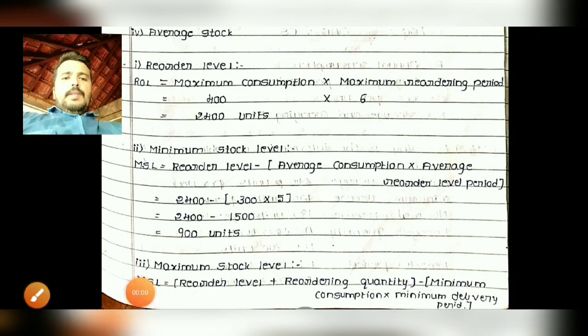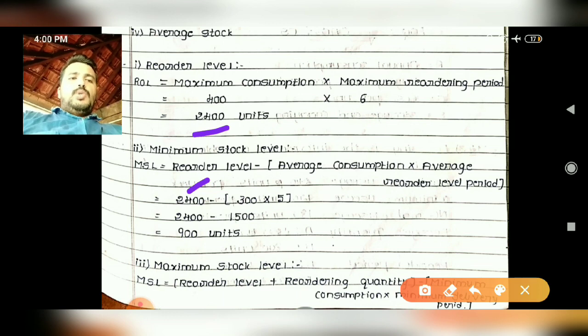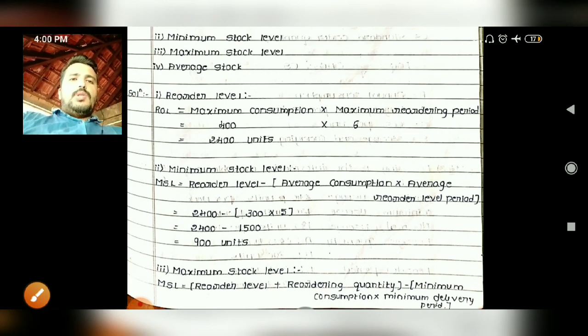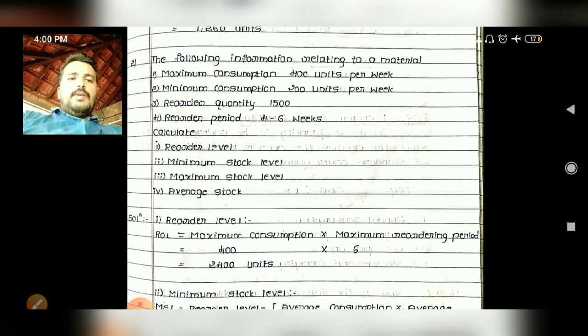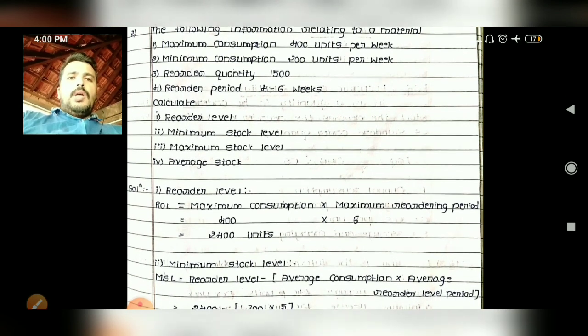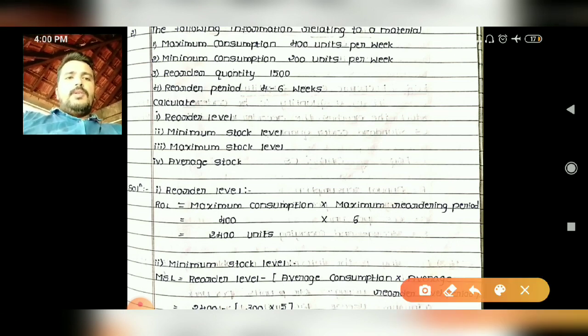Then the minimum stock level. Apply the formula: reorder level minus average consumption into average reorder period. Yes, the formula is applied. 2400 is the reorder level, which you have just calculated here, that you have to take. Then average consumption, if it is not given, is to be averaged here. Average consumption will generally be given, otherwise you have to calculate it. Average means the average of maximum and minimum. Yes, 400 is the average here.